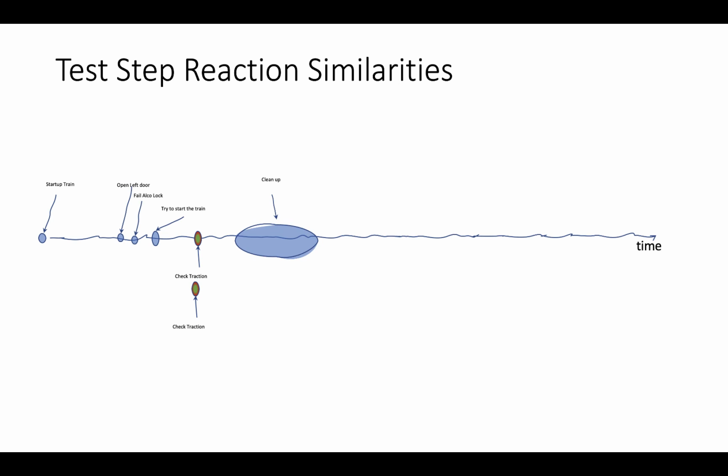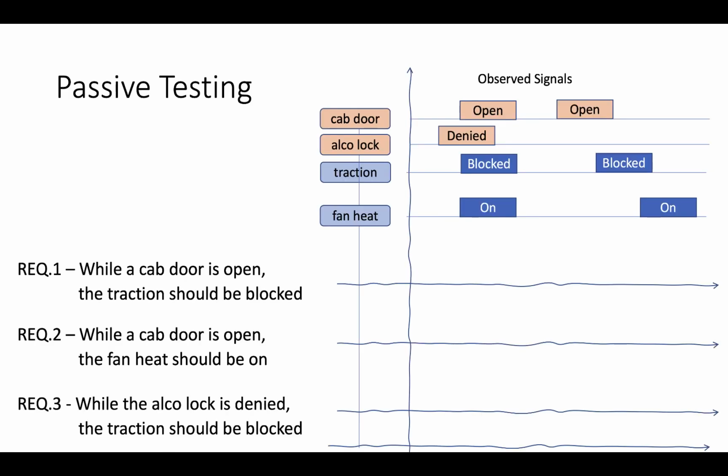More precisely, we need to make the reaction part, or these traction checks, independent of the action part. So let's leave the action part for now and see how passive testing can help us with making these reaction checks more independent. Passive testing means that we observe the system without touching it. Thus, we need to make the reaction part independent of the action part when testing our three requirements.